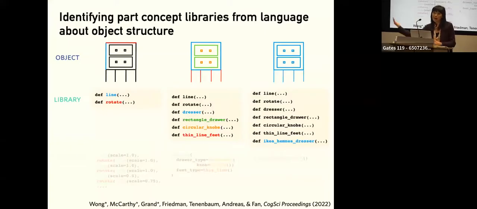From the most compact on the left, with just 2 functions to draw lines and rotate them, if you can read that, to the most comprehensive library on the right, with those base functions, as well as some more complex functions, like ones that can draw an entire dresser with knobs, even a function that can be used to draw this specific object in one fell swoop, like IKEA Hemnes dresser.